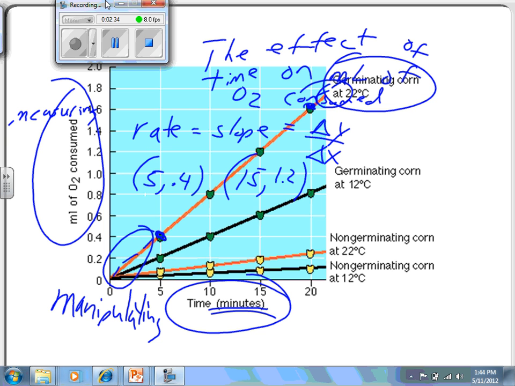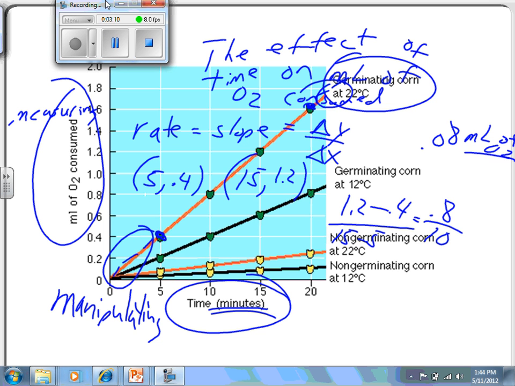So if we're going to calculate the rate, change in y, 1.2 minus 0.4 over change in x, 15 minus 5. So we're up to 0.8 on top over 10 on the bottom. So our rate is 0.08. The number's not enough. You got to have a unit. It's the y unit, milliliters of oxygen, divided by the x unit, minutes. So milliliters of O2 per minute. And that should take care of it.